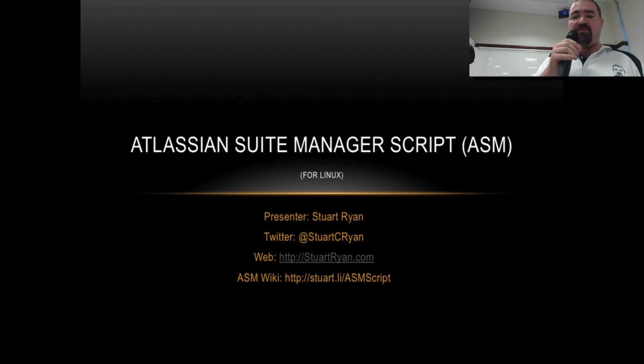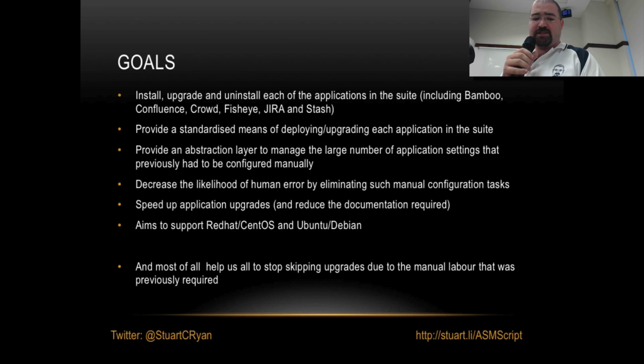So what I've done is I've looked at seeing what we could do to actually automate this process. The goals that I set out with were to install, upgrade and uninstall each of the applications in the suite, including Bamboo, Confluence, Crowd, Fisheye, Jira and Stash, provide a standardized means of deploying and upgrading each application in the suite, and provide an abstraction layer to manage the large number of application settings that previously had to be configured manually. This allowed us to decrease the likelihood of human error by eliminating these manual configuration tasks, speed up the application upgrades, and also minimize the documentation needed by taking out these manual tasks.